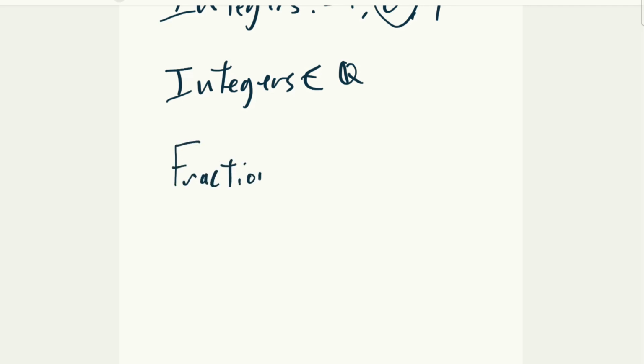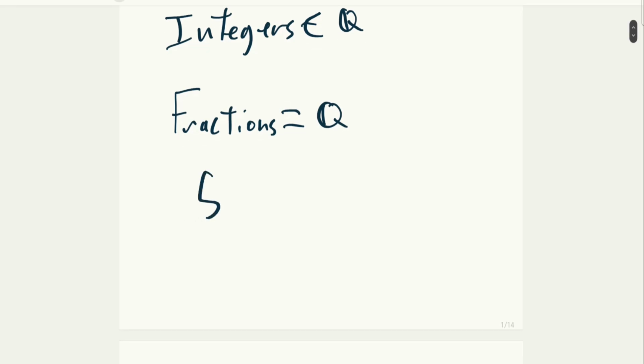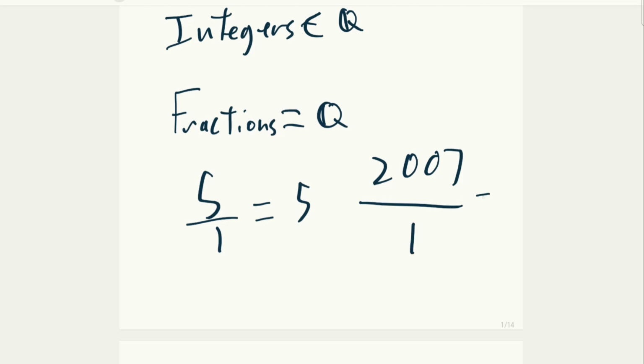Now, integers are part of rational numbers because they're part of fractions, which is the definition of rational numbers. Now, you might be wondering, okay, well, why are integers part of fractions? Well, it's really simple. 5 divided by 1 is equal to 5. Therefore, all integers are also fractions because you can put any of those numbers over 1 and bang, they're fractions. Even 0. You cannot divide a number by 0, but you can divide 0 by other numbers. It just stays as 0.